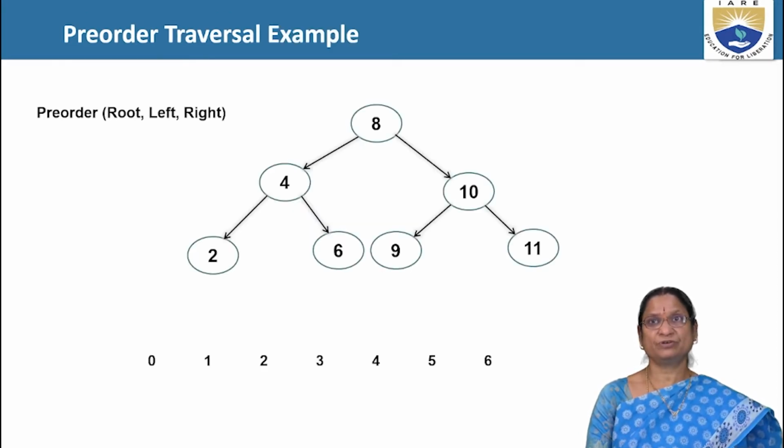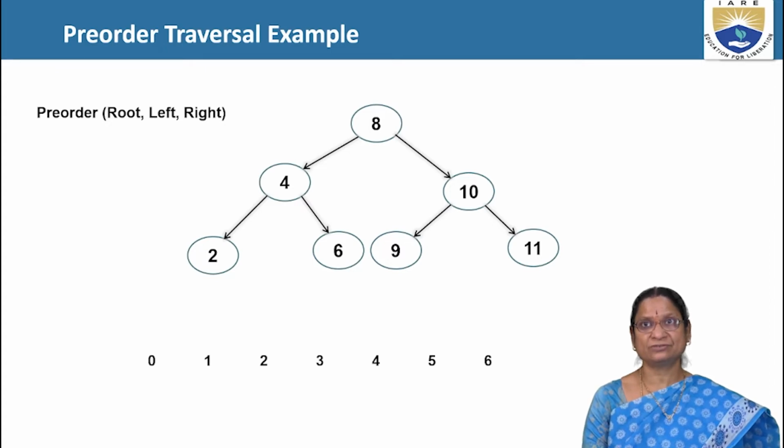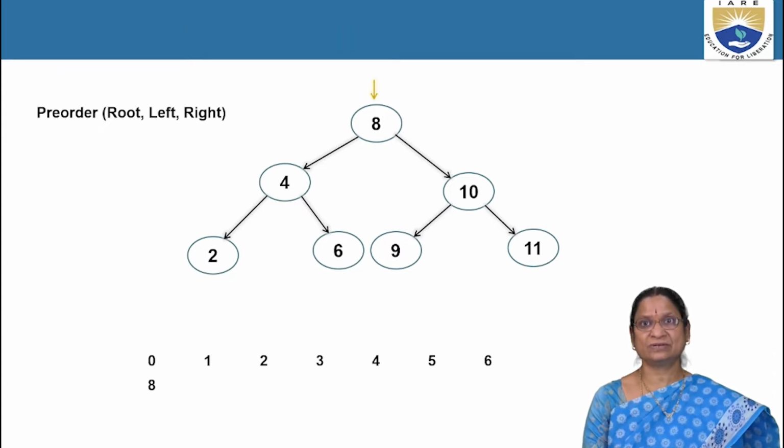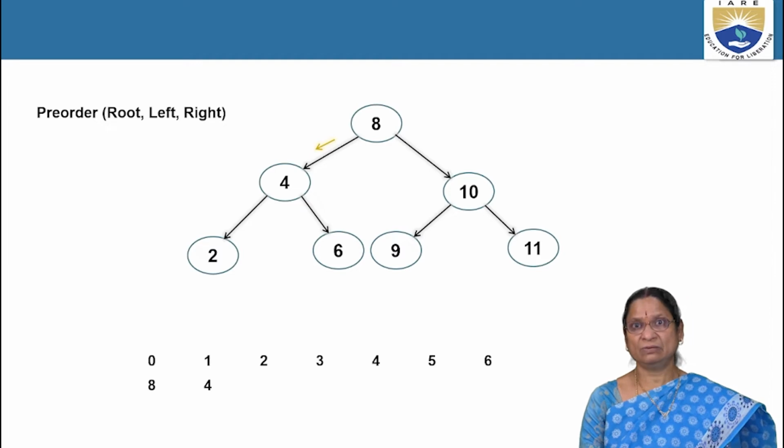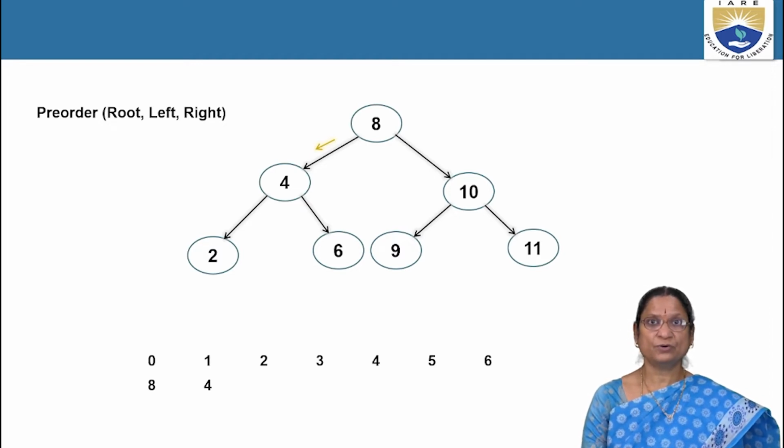Preorder means root, left, right. So first the root has to be processed. So 8 is going to be processed first. Then it will move to the 4. So 4 is going to be processed because it is moving to the left subtree.